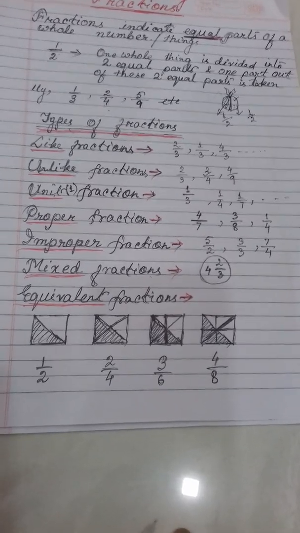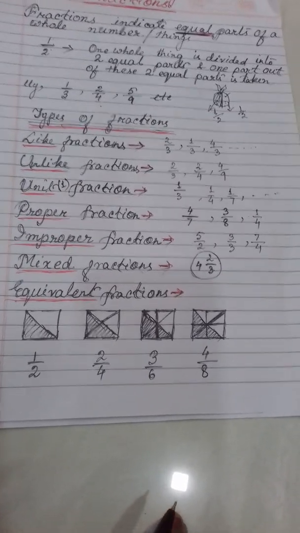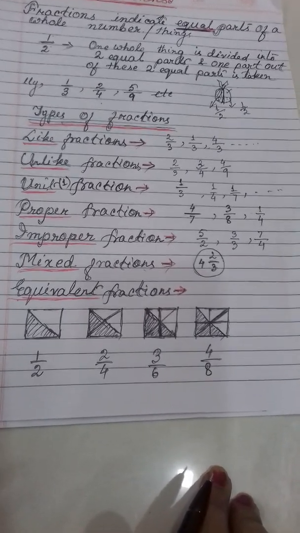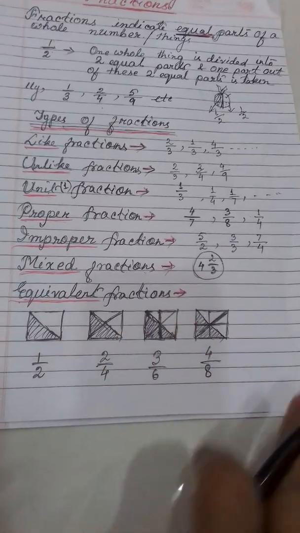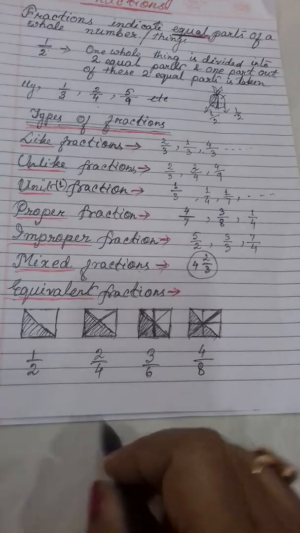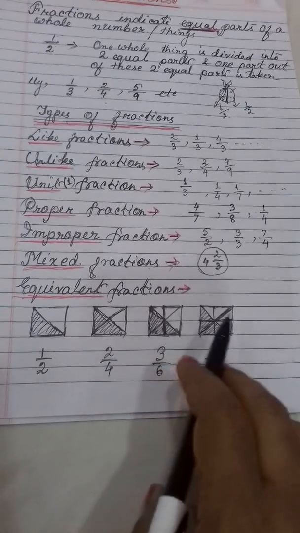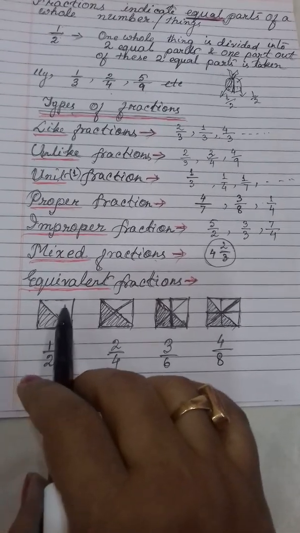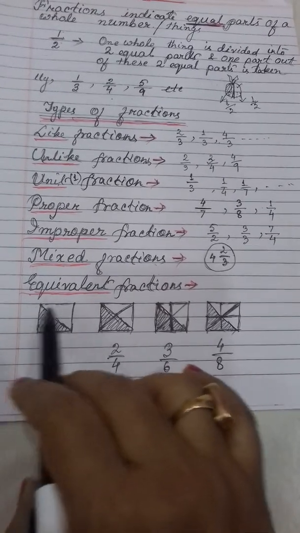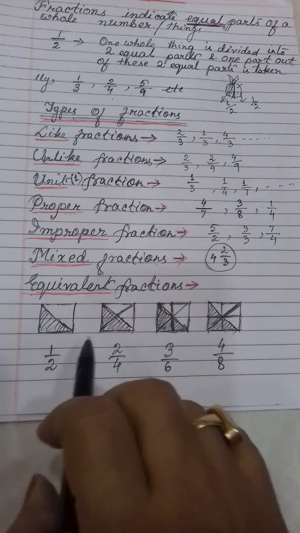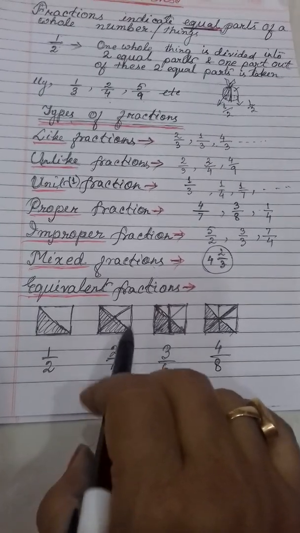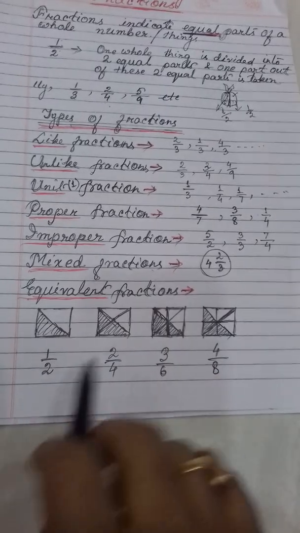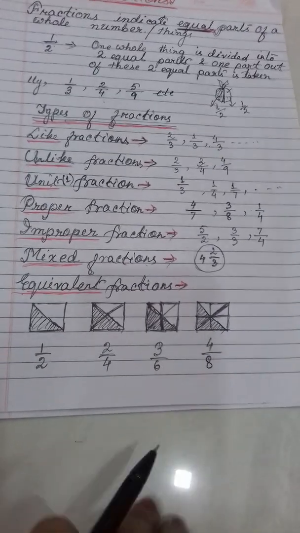Equivalent means equal. But there is a little bit of difference between equal and equivalent. Equivalent means from all sides it will be equal. Clear? Like suppose here I have drawn 4 squares. In the first square I have made the parts of the square into 2 parts. In the second square I have made it 4 parts. Here I have made it 6 parts. Here I have made it 8 parts.